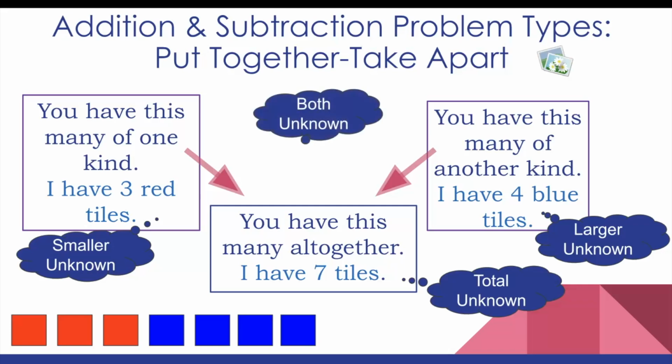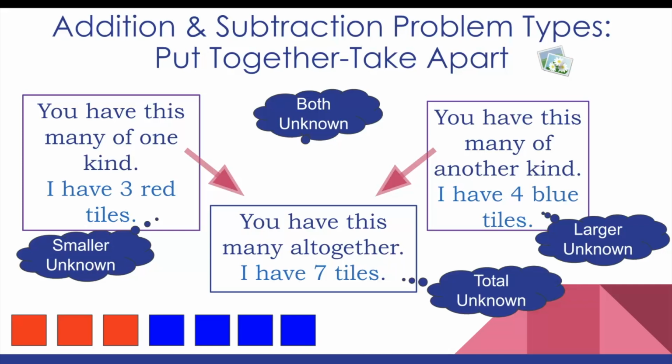This problem type has another possible unknown called both unknown. In this case, the total is presented and students have to come up with possible combinations. Students are typically expected to come up with at least 3 possible answers if both are unknown.